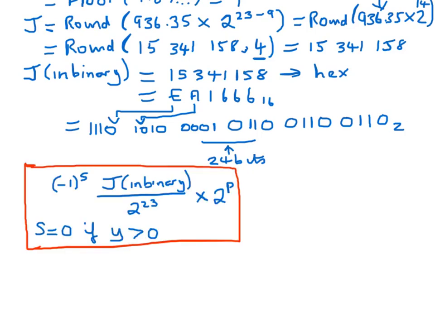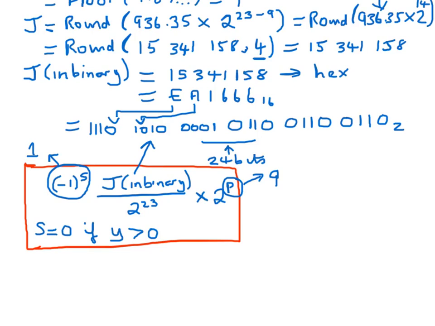Now let me move down a bit to give me a little bit of space. So the part of the formula I'm focusing on at the moment is this. I've got now j in binary. I have the answer to that, here it is here. I know what my p-value is also. P turned out to be 9. And I also know that s is equal to 0 because my y value is greater than 0. So this value here, any number to the power of 0 is 1. So we can gladly ignore this for the moment.